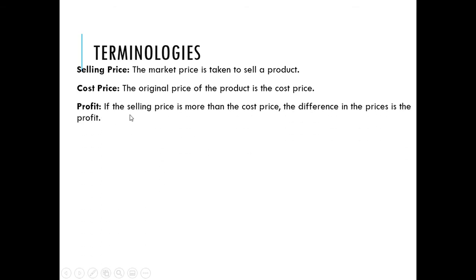Profit. If the selling price is more than the cost price, the difference in the price is the profit. So when you talk about profit, as we know, the main aim of running a business is to make profit. Now, how do you get the profit? The profit is the difference between the selling price and the cost price. So when the selling price exceeds the cost price, you make a profit.